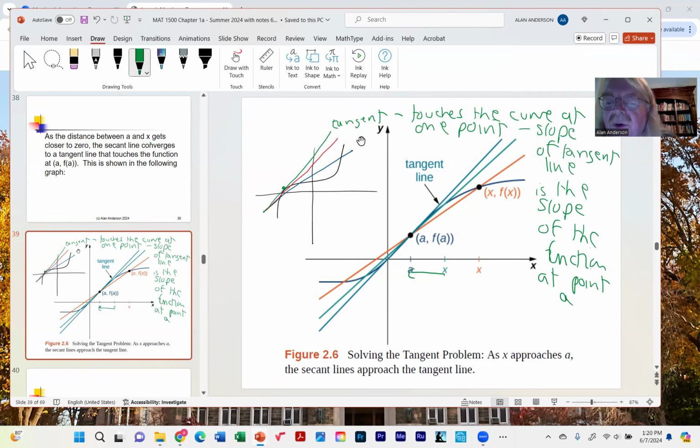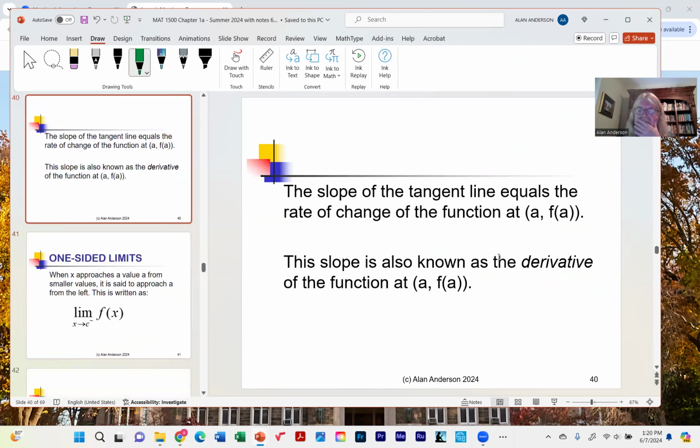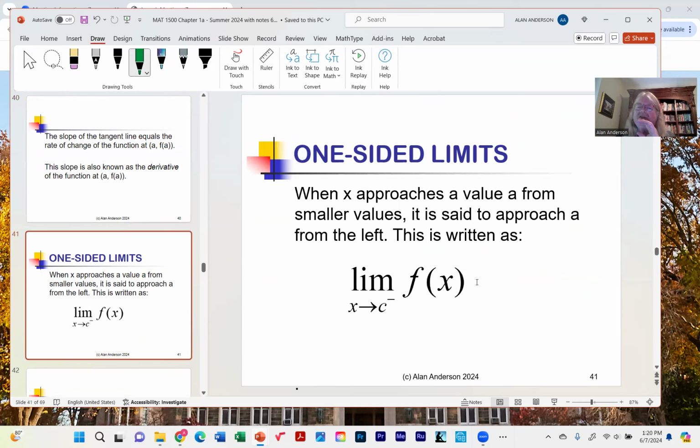The limit as x approaches a will provide us with the tangent line or the slope of the function at that point a. Okay, and so yes, we'll save this knowledge now for the next chapter. We won't need it again just yet.